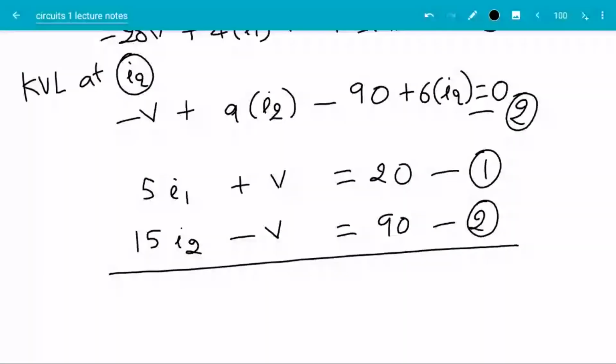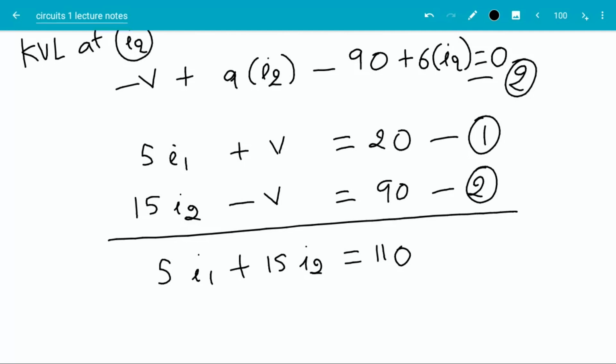I can add these two equations to eliminate V, and then I get 5 times I1 plus 15 times I2 will be equal to 110. Note that I have two variables and one equation. So at this point, I cannot uniquely solve for I1 and I2.